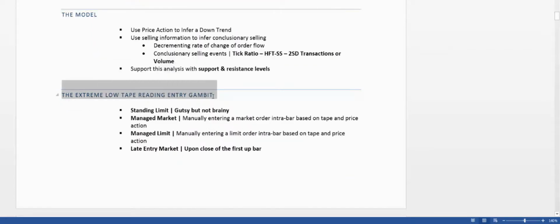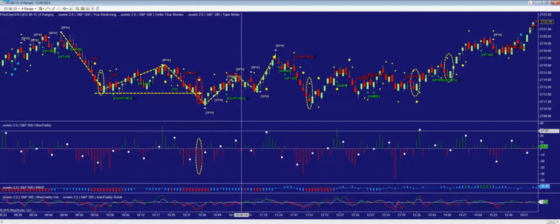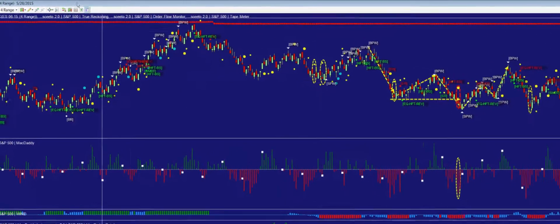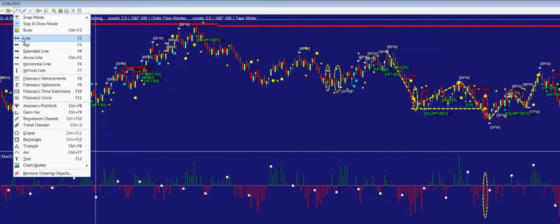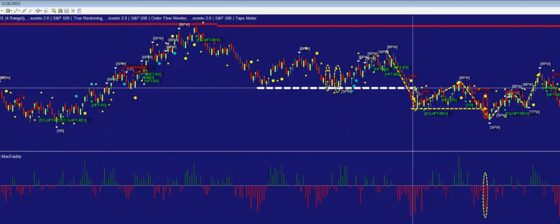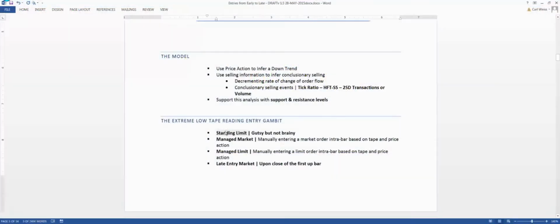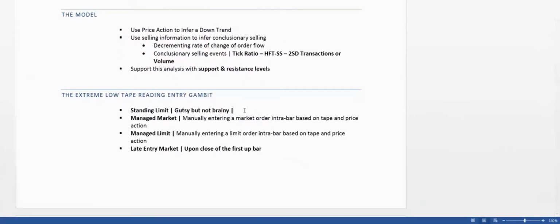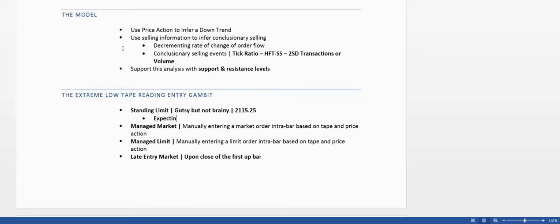In terms of the extreme low tape reading entry gambit, there's a couple of different entries. You can have a standing limit order. So what does that mean? That means the overnight low is 15.25. I can have a standing limit. So in this case, I'm buying at 15.25. So this would be, I'm expecting price to briefly trade through the low. But this is a great nuance.